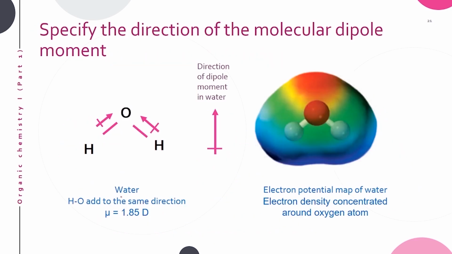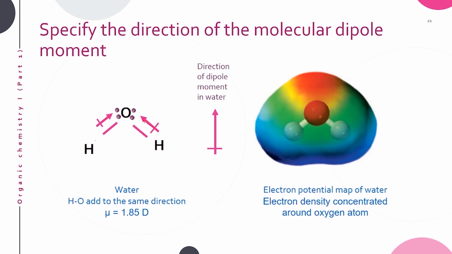Let's look at the water molecule. We all know that the water molecule is a polar compound. Let's try to specify the direction of the molecular dipole moment. On the left, the two hydrogen atoms are connected to the oxygen atom. The two bond dipoles of the two covalent hydrogen-oxygen bonds have dipole vector direction coming from the hydrogen towards the more electronegative oxygen atom. The two bond dipoles add up to each other.